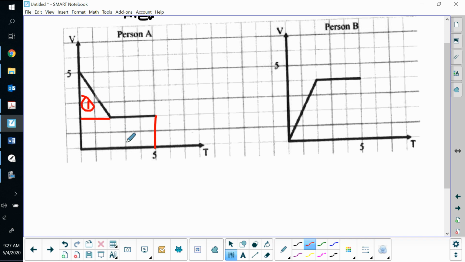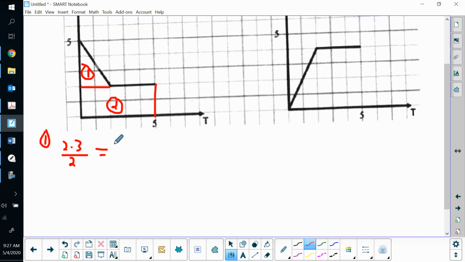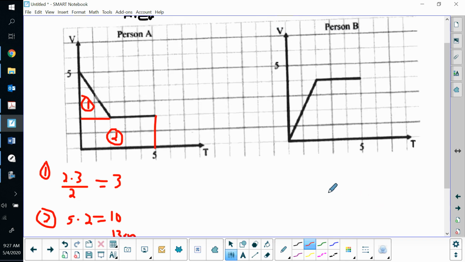So I'm going to call that area 1. We'll call this area 2. So for area 1, we have a triangle. The base is 2. The height is 3, and we got to divide by 2 because it's a triangle. Base times height divided by 2. 2 times 3 is 6, divided by 2 is 3. For area 2, we have a rectangle where the base is 5 and the height is 2, so we get 10. So if we add them together, we'll have 13 meters that they traveled for person A.